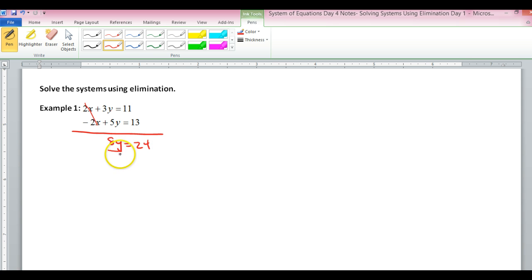And now I can solve for y real easily by dividing by 8. And y is equal to 3. Now, remember the solution is an ordered pair that makes both equations true. So now I have to plug it in and get x. So I pick one of the equations. It doesn't matter which one you choose.